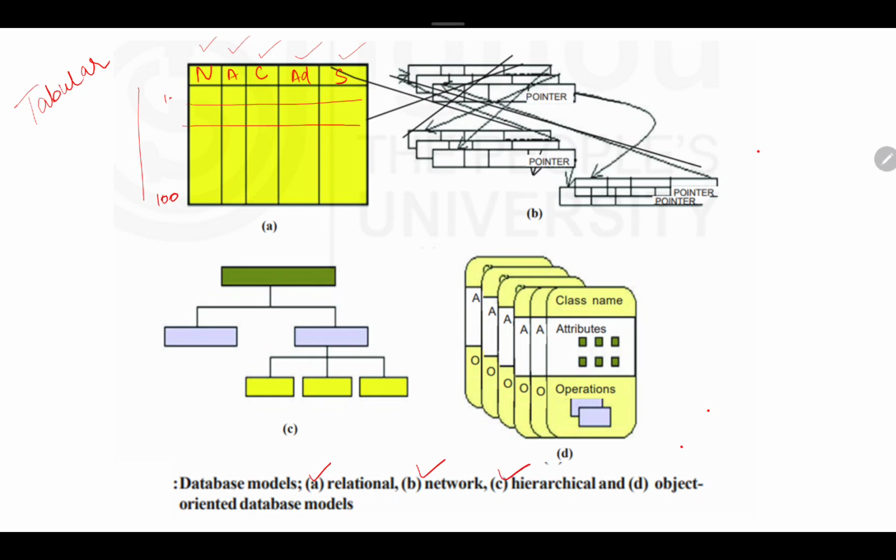Then we have the hierarchical model. Hierarchical model is very, very simple. It is basically giving you a hierarchy. It is a tree structure also. Let me just write here, this is a tree structure, tree-like structure. Why? Because there is a main entity, and then there are things that are joined to it.